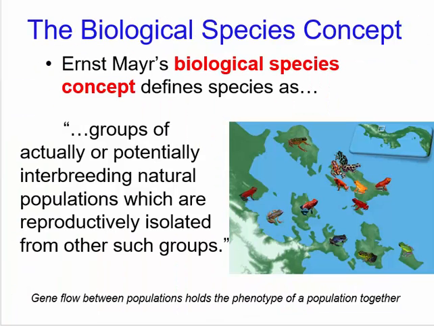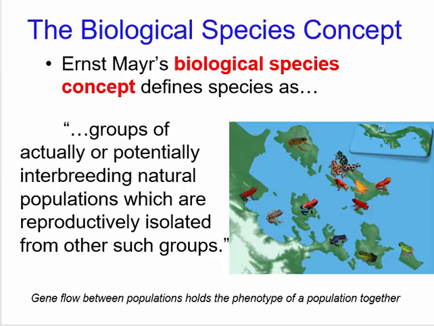One of the ways that we use is called the biological species concept. We use different species concepts to define species. This has to do with the ability to interbreed. So we can define the BSC, biological species concept, as groups of actually or potentially interbreeding natural populations which are reproductively isolated from other such groups. And this comes back to microevolution, the idea that if there's gene flow between populations, we would consider those the same species. If there's no gene flow, then we would typically consider those different species.